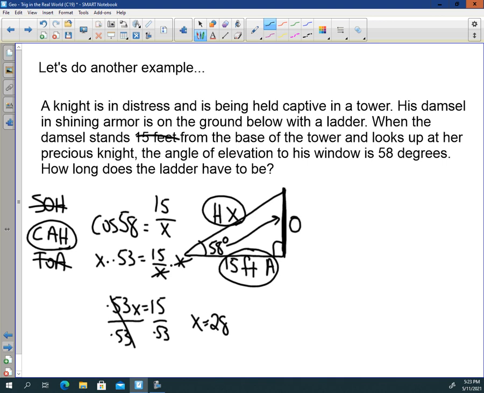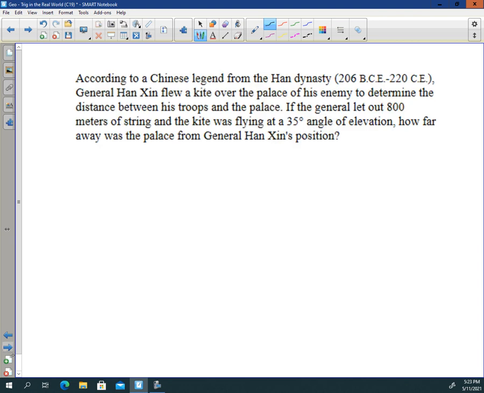Boy, that's a big ladder. I believe in her, though. I think she's going to be able to help them out because she knows trig, and that's good. So, because of trig, lives saved. Seriously. All right, here's another one.